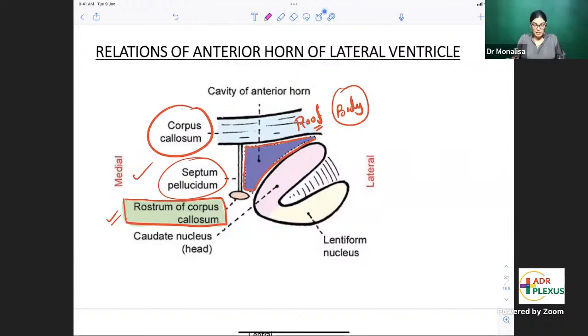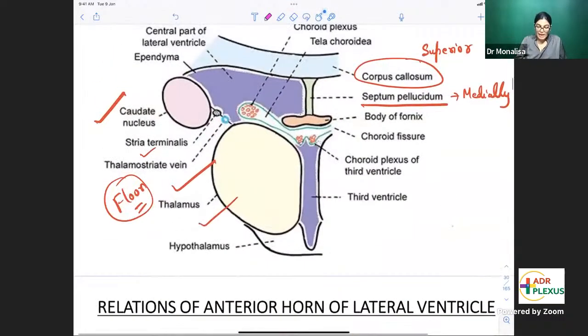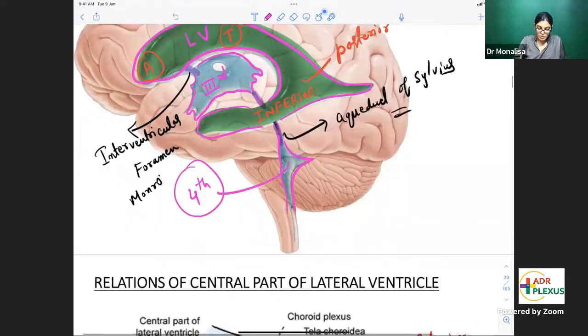See here. This is a schematic diagram showing the cavity of the anterior horn of the lateral ventricle. That means we are talking about the relation of the anterior part of the lateral ventricle. The floor of the anterior part of the lateral ventricle is related to the rostrum part of the corpus callosum, not the genu. What was written in the MCQ? That the inferior part, or floor, of the anterior horn of the lateral ventricle was related with the genu, but it is related with the rostrum of the corpus callosum. This can be appreciated in this diagram also.